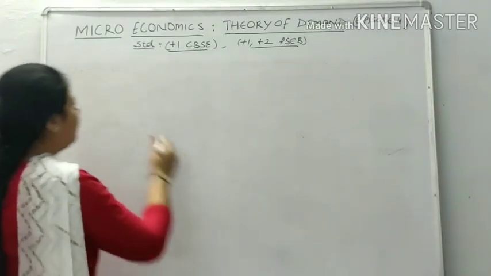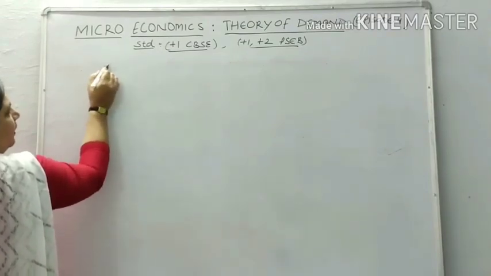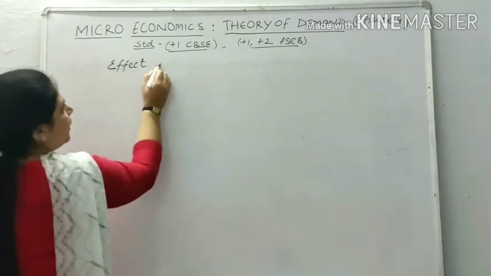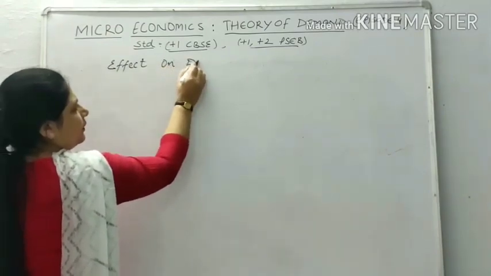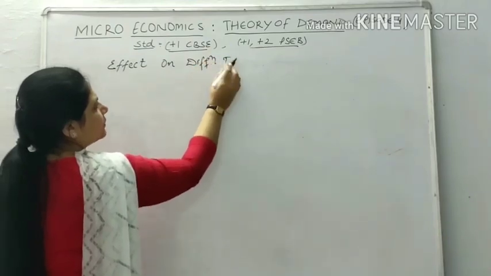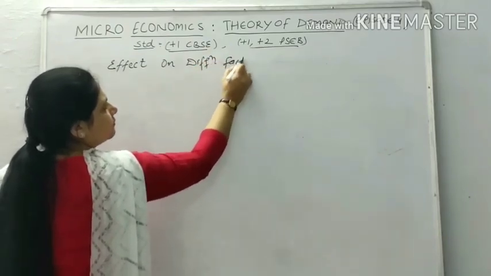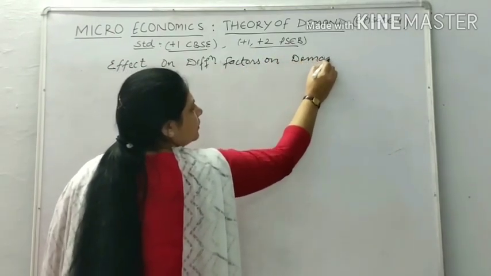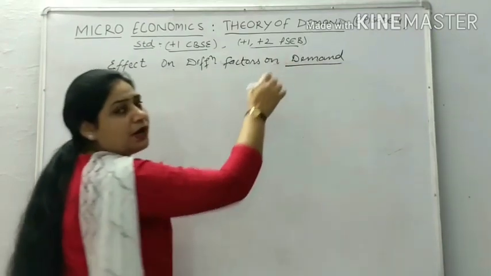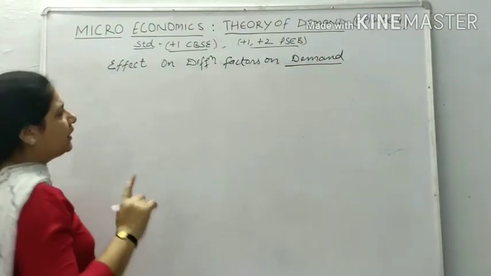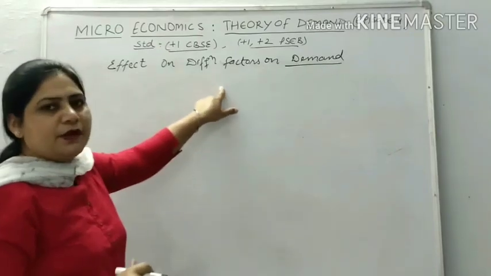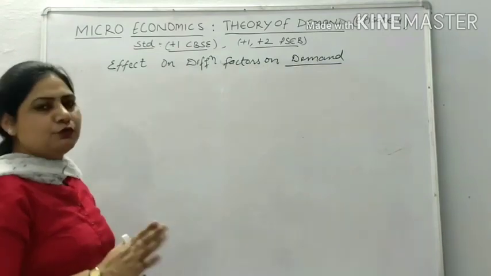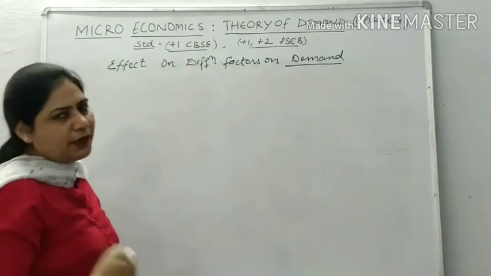Students, now I am going to take another important topic, that is effect of different factors on demand. Keep it in mind, there is only demand, not quantity demanded. We are taking the effect of other factors that can affect consumers' demand. Okay, that we can show through a forward shift or through a backward shift.